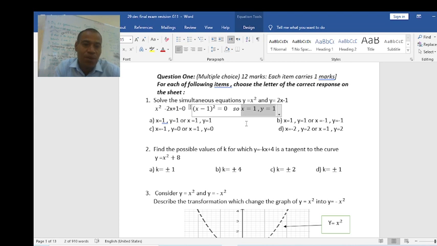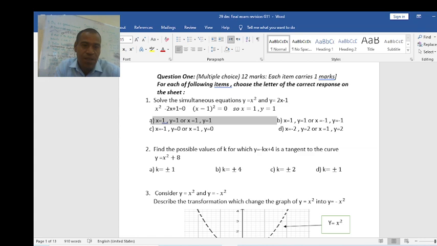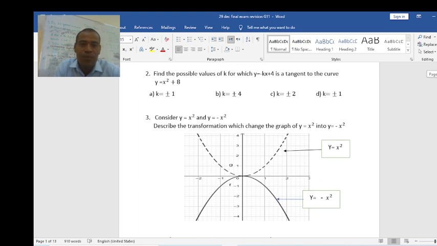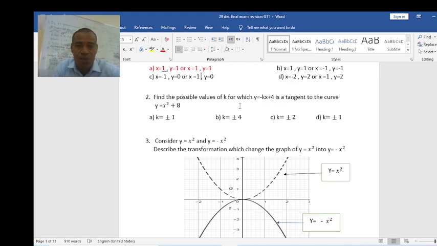Clear? So here we have sub options: x equal 1, y equal 1, or x equal 1, y. This is the double root. You should, let's say, take this one. Clear?